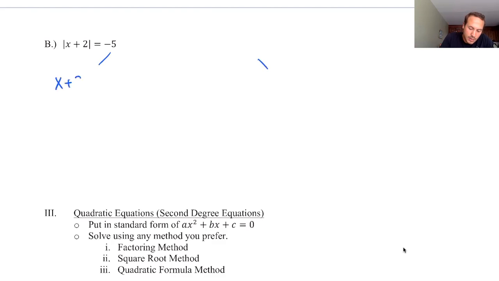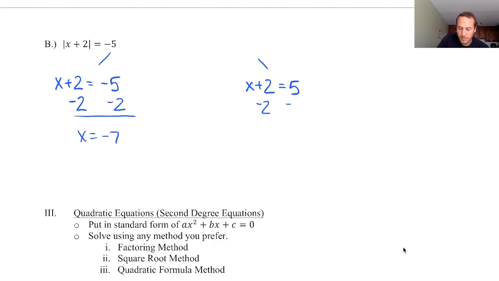The left side I'll solve as x plus 2 is equal to negative 5. The right side I'll solve as x plus 2 is equal to 5, since negative 5 is the same as 5 in absolute value. Okay. So if I subtract 2 here, I get x equals negative 7. If I subtract 2 here, I get that x is equal to 3. But what do we still have to do? We still have to check.